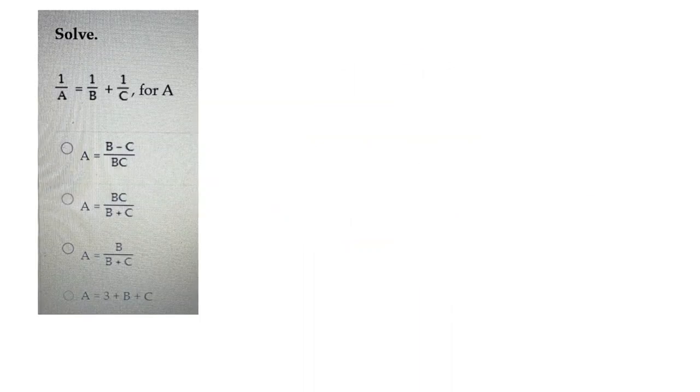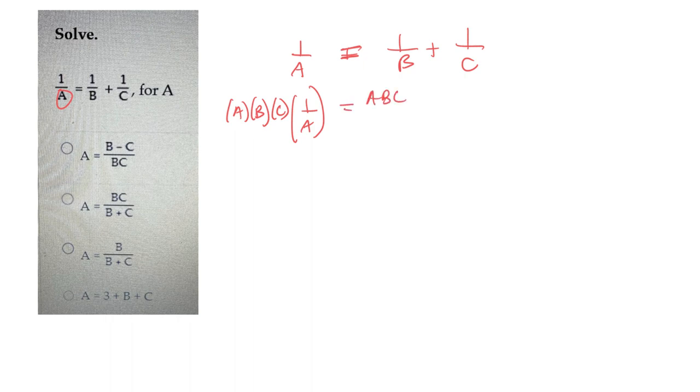One last question. This one you're asked to solve for a. So I have 1 over a equals 1 over b plus 1 over c. If I want to solve for a, it's on the bottom, so I need to get it on the top. Quick way to do that is just multiply everything by the lowest common denominator, which would be ABC. So a, b, c times 1 over a equals ABC times 1 over b plus a times b times c times 1 over c.